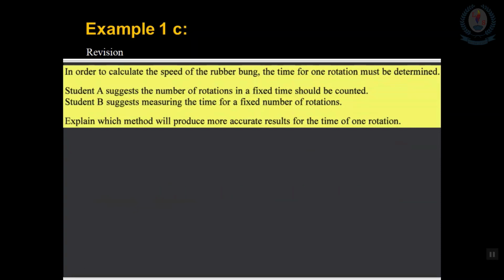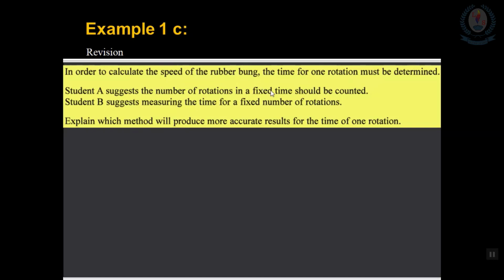Okay. So in order to calculate the speed of the rubber band, now this is also another thing where we use a particular method to find the time period. In order to calculate the speed of the rubber band, the time for one rotation must be determined. Student A says that the number of rotations in a fixed time should be counted. Student B says that measuring the time for a fixed number of rotations should be done. No problem.